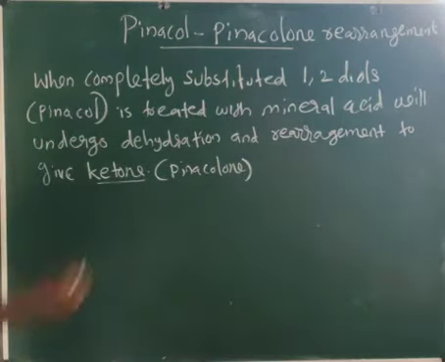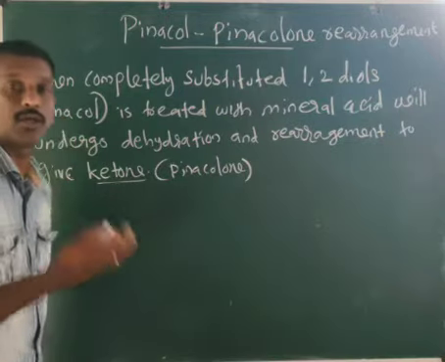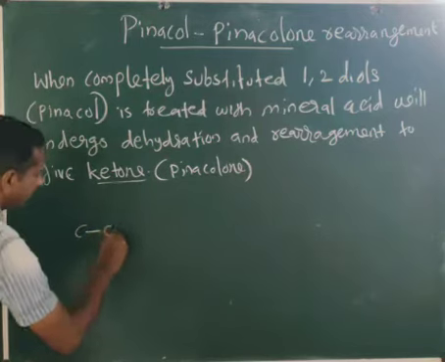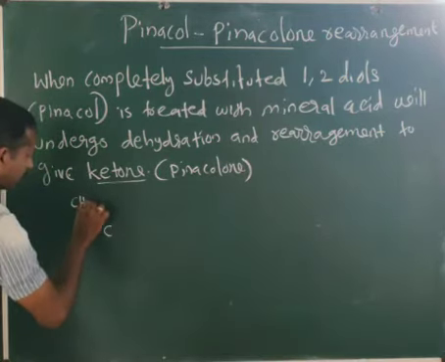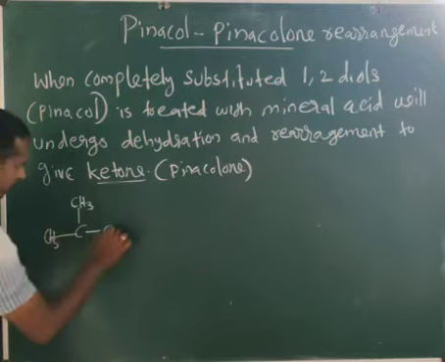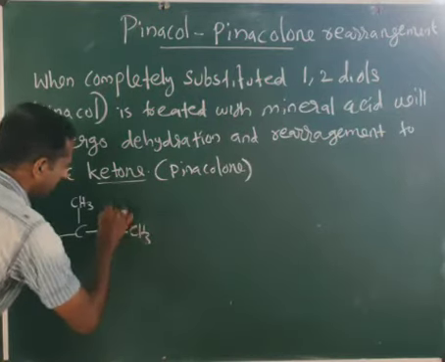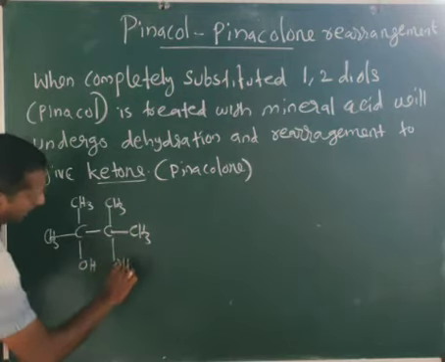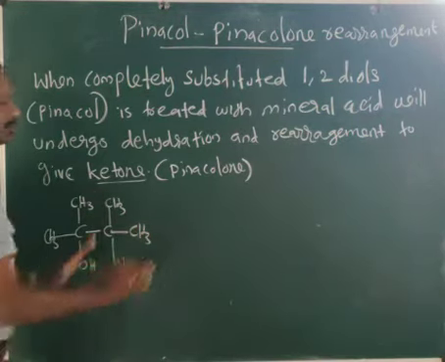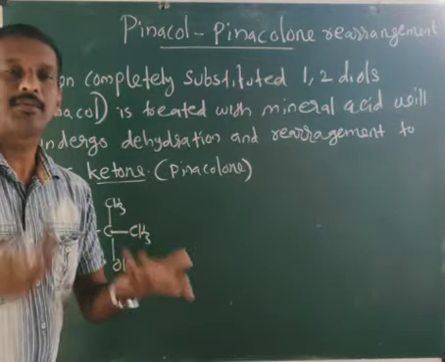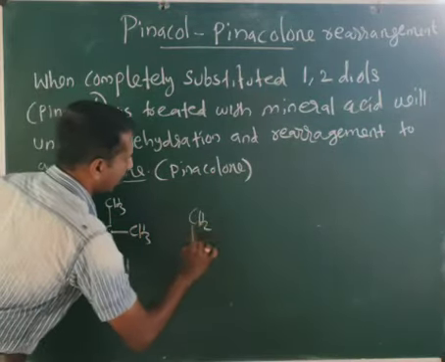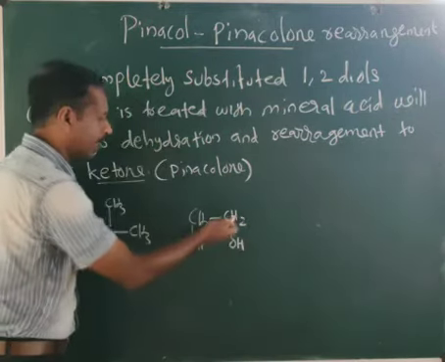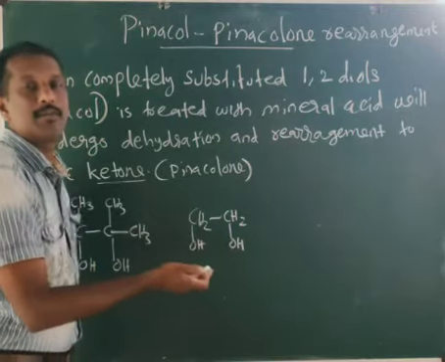So I can write an example for what you mean by completely substituted 1,2-diol. Look at here, CH3, here it is OH, and here it is OH. Okay, before that, what do you mean by an unsubstituted diol? Look at here, CH2OH. This is unsubstituted ethylene glycol, an unsubstituted diol.